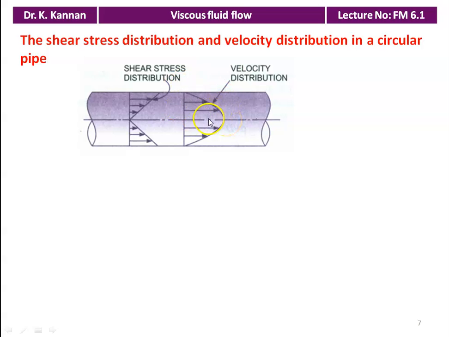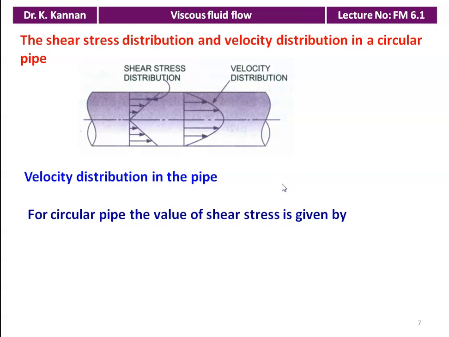So, velocity distribution, it is parabolic in shape. At the center, the velocity is maximum, and at the wall, the velocity is 0, and you will have a parabolic profile for velocity distribution in the circular pipe. And you will see the equation for velocity distribution and the shear stress distribution, and where it derives the equation for shear stress distribution and the velocity distribution. So, velocity distribution in the pipe.